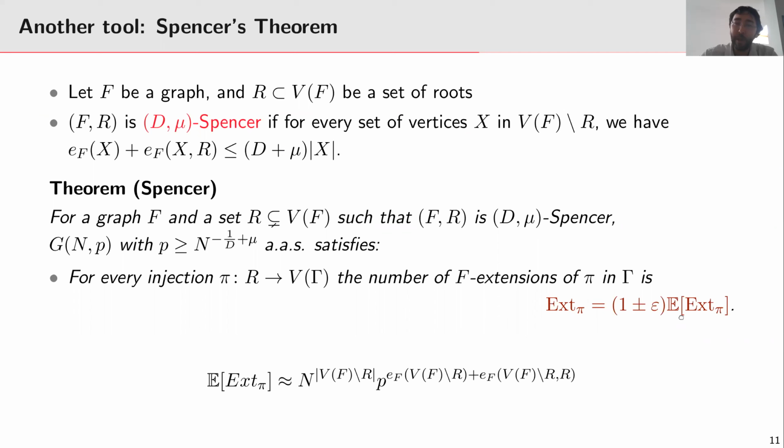What I care about is that this expected number doesn't care where you put the roots. It's just given by some formula depending on f and r and not on the pi that says where the roots go. Again, I don't really care what this formula is. It won't be important for the talk. So in the example we saw before, f would be a path with 5 vertices and r would be the 2 endpoints of the path. And the density condition would be satisfied for capital D equal to 2 and any mu positive.